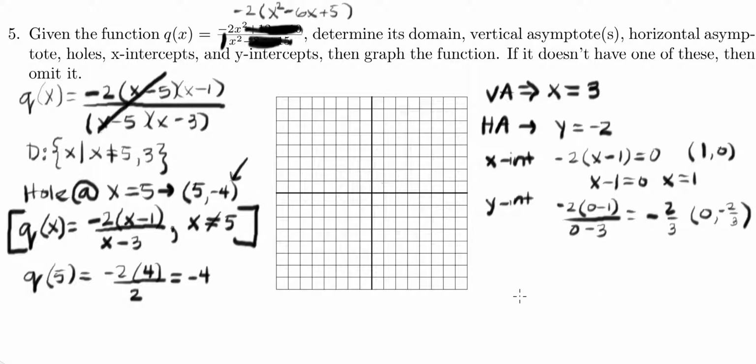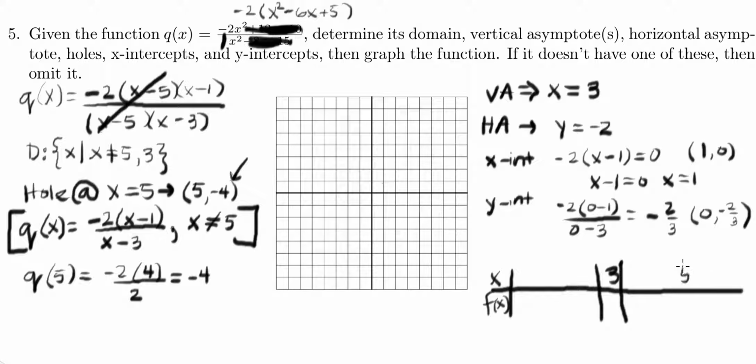Next step is to set up a t-chart. This is just to get some points so we get a more accurate graph. So we have x and f of x. I always like to put in my domain restrictions, so 5 and 3. So we'll place 3 right there, and then we'll place 5 over here.